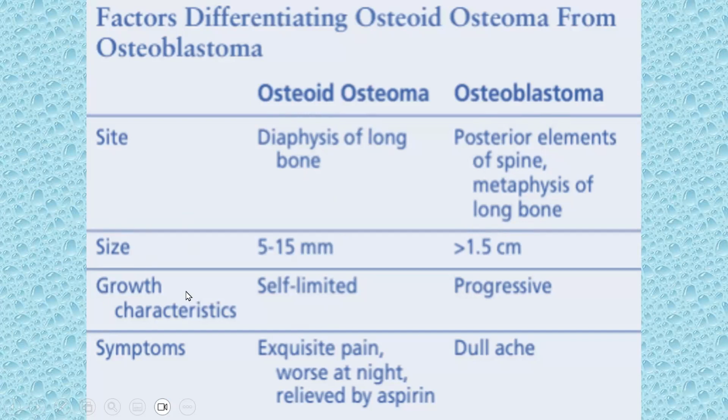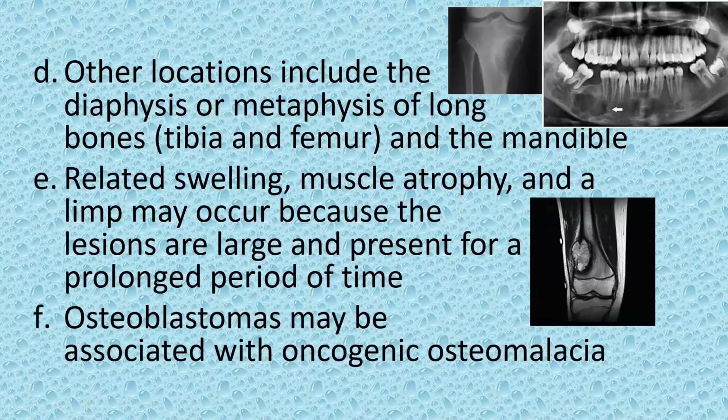of bone. The size is 5 to 15 millimeters for osteoid osteoma, and it's more than 1.5 centimeters for osteoblastoma. It's self-limited for osteoid osteoma and progressive for osteoblastoma. The pain is worse at night for osteoid osteoma, and for osteoblastoma, it is less, and they have a dull ache. Other locations include the diaphysis of the metaphysis of long bones. This is rare, but we've seen osteoblastomas in the mandible.